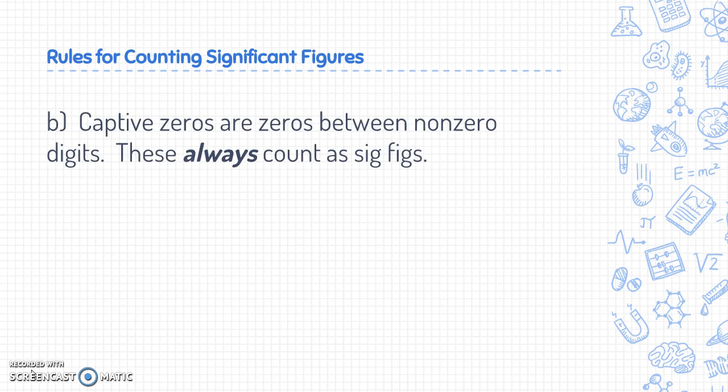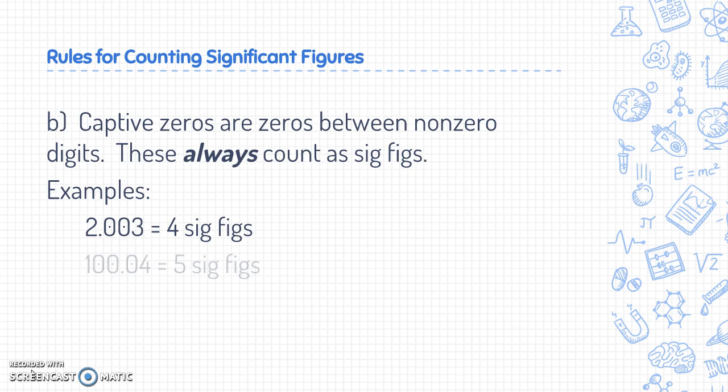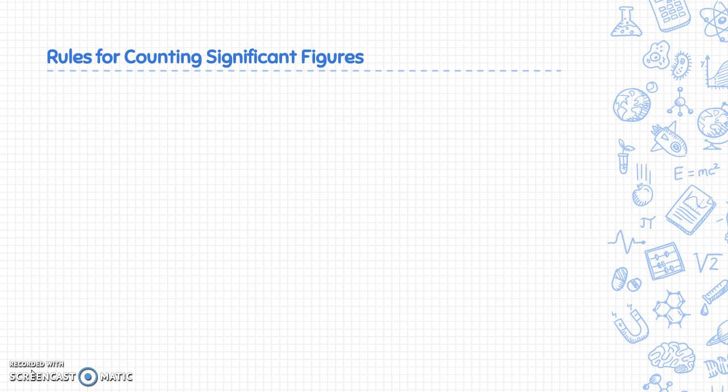Another type of zero are captive zeros. Captive zeros are zeros in between 2 numbers that aren't 0, and those always count as significant as well. So in 2.003, the zeros are in between the 2 and the 3, which are significant. So all 4 of those digits are significant. Likewise, in 100.04, those zeros are captive zeros. They count as significant. This has 5 sig figs.